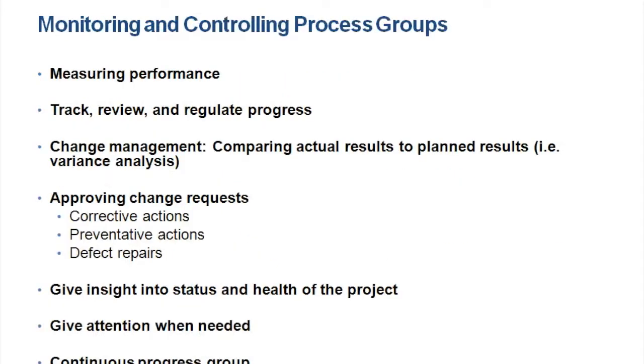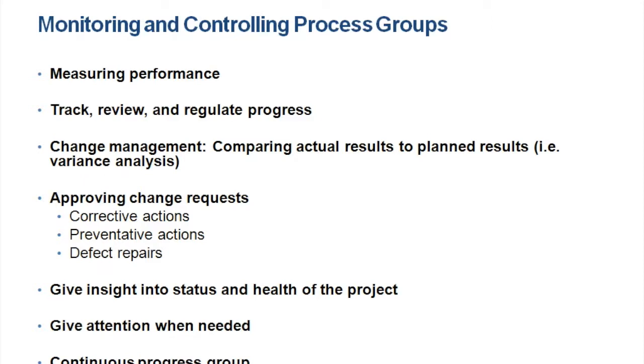Monitoring and controlling. So this is when you're measuring your performance. You track, review, and regulate the process. You do change management. This is when, if there's a change that's happening in the project, you have to formally document it here and submit it to a change control board, who is going to approve the change or not. There's 3 types of change requests. You have your corrective actions, you have preventative actions, and you have defect repairs.